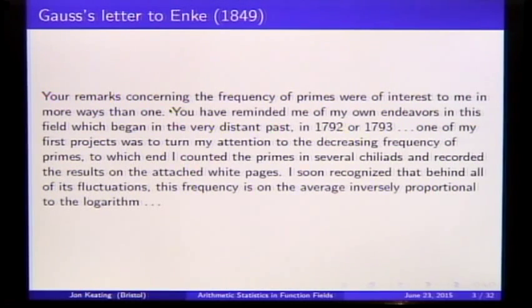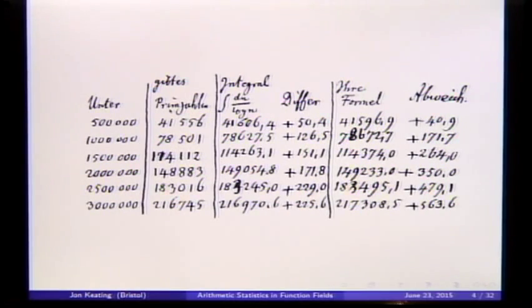So he split the numbers up into chiliads, and in each chiliad he recorded how many primes there were, and then he says that this number fluctuated, but on average it depended inversely. It was inversely proportional to the logarithm, and that's what we now recognize as what was later proved as the prime number theorem. And for those who haven't seen it, I suspect many of you have, this is the data recorded in Gauss's hand. I think I got this from Yuri Schinkel's website, so thank you very much. So this is from that letter.